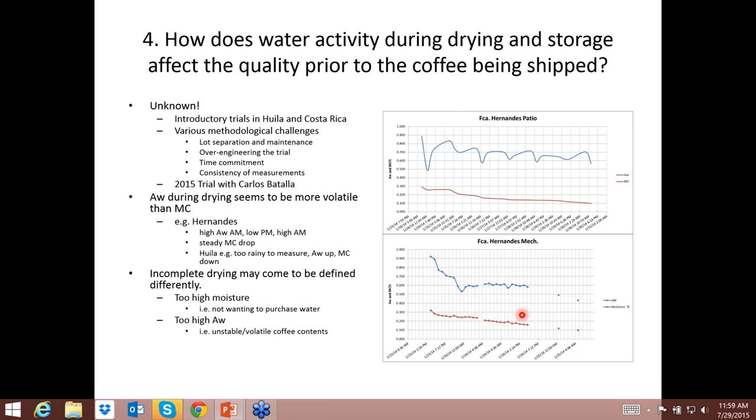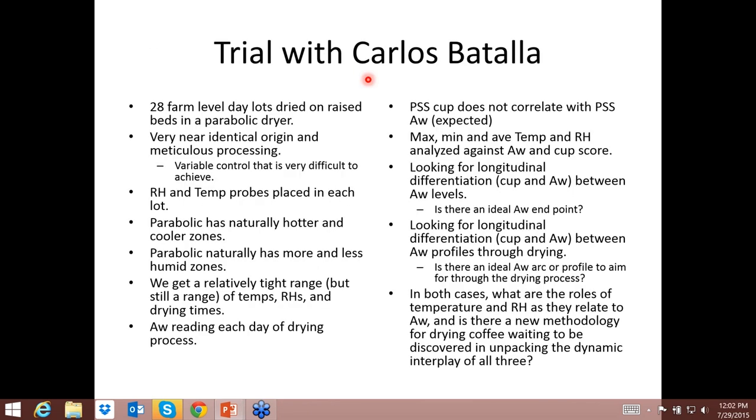So now we'll get right into the real interesting stuff, this trial with Mr. Bataya. Carlos contacted me and had seen the Copenhagen presentation, or maybe had read some of the stuff I wrote for some industry magazines early on in our process, and was very interested and curious. He saw Cup of Excellence was using water activity and wanted to know more about it, but was really proactive and was like, well, why not? Why don't we just see if we can actually do something with this? So he contacted me, explained his interest, and said, I'm set up to do micro lots, and in fact, I'm set up to do day lots.